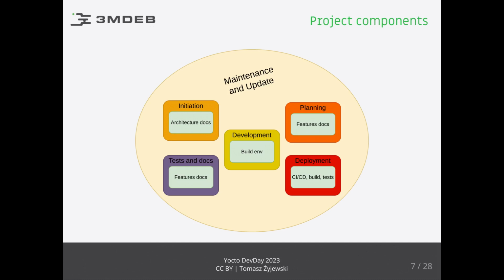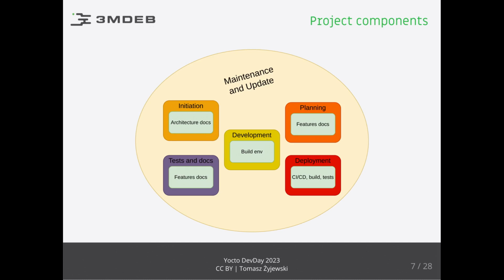Next, we have the testing and documentation. So here we are preparing tests and finishing the feature documentation, so we can always prove that something is working as it should. And the deployment phase, where setting up correctly the pipelines helps us to speed up the whole process. And all of those phases, from initiation to deployment, need our maintenance through the whole project, and also at the end need to be updated when something changes in our projects.